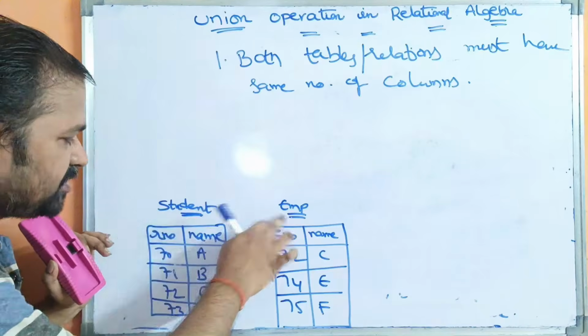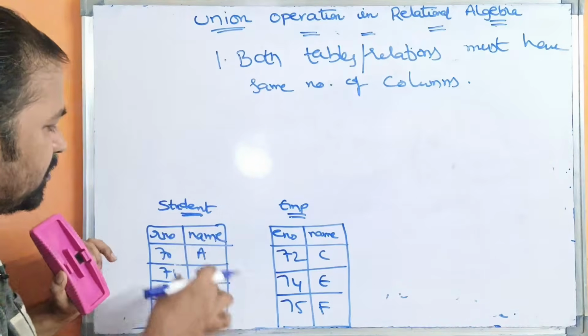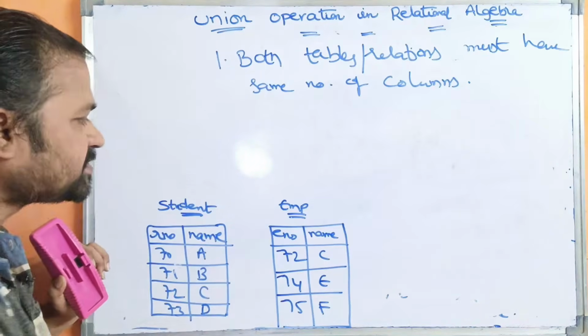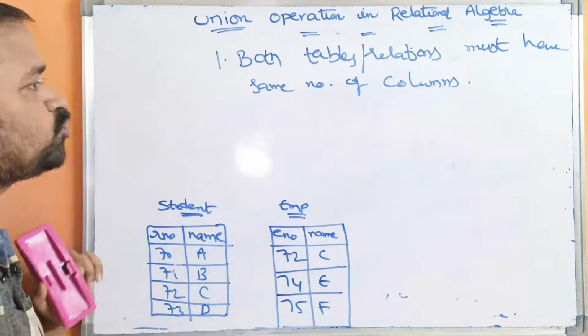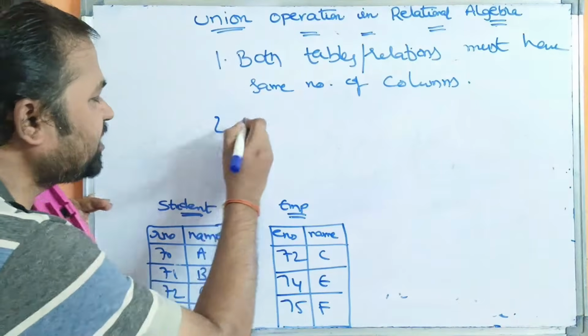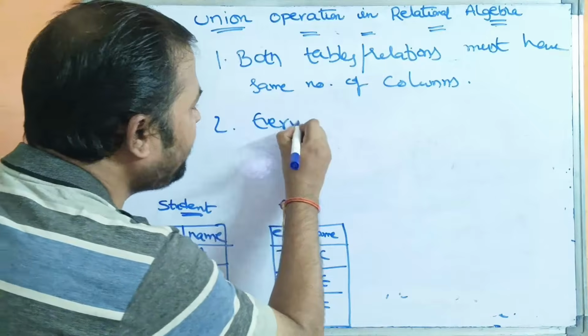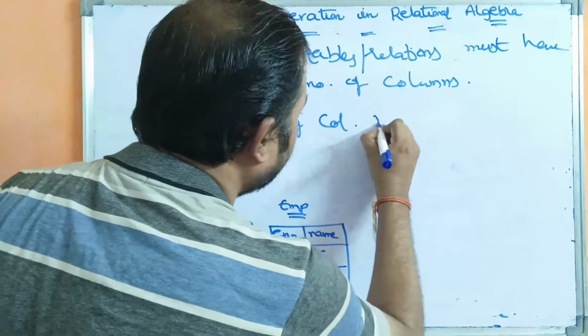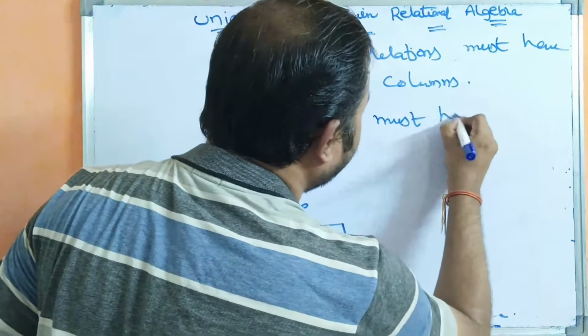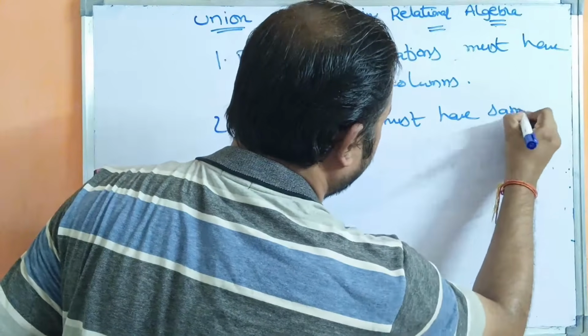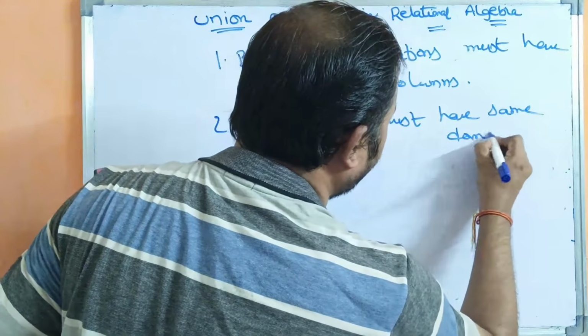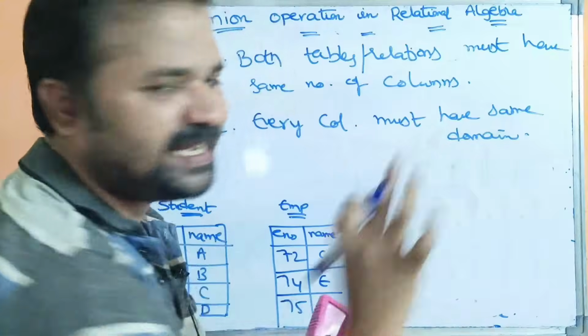Here we have an example. Here we have two tables, student table and employee table. Student table contains two columns. Employee table also contains two columns. And the second condition is every column must have the same domain. Every column must have the same domain in both the relations.